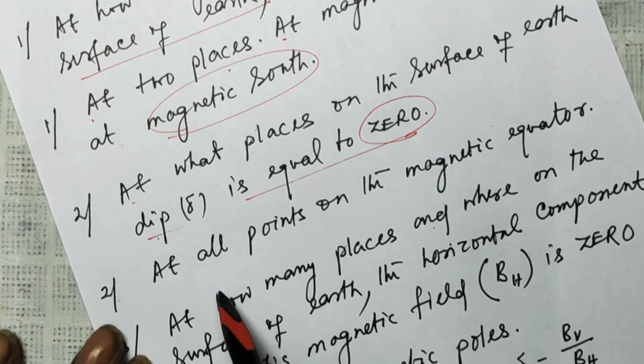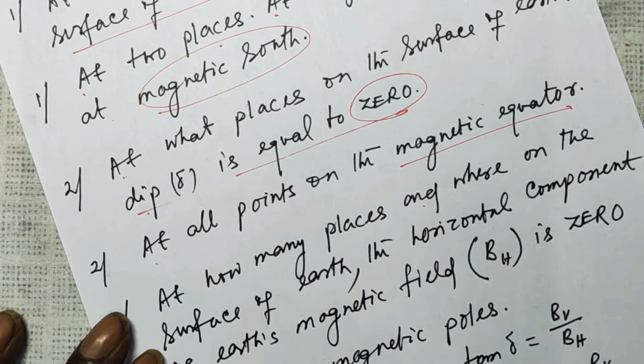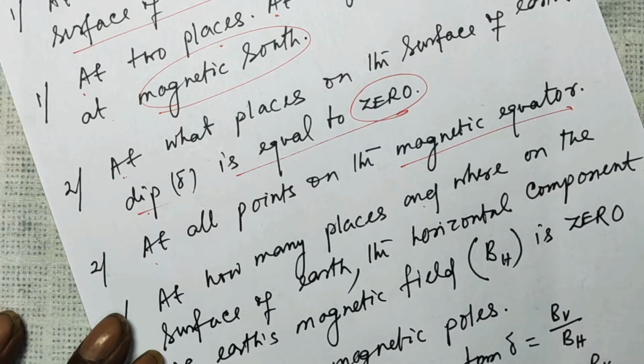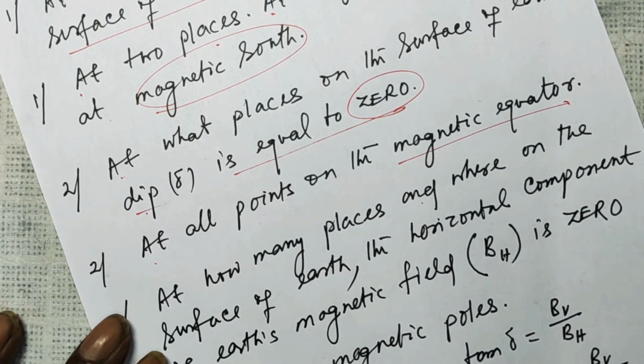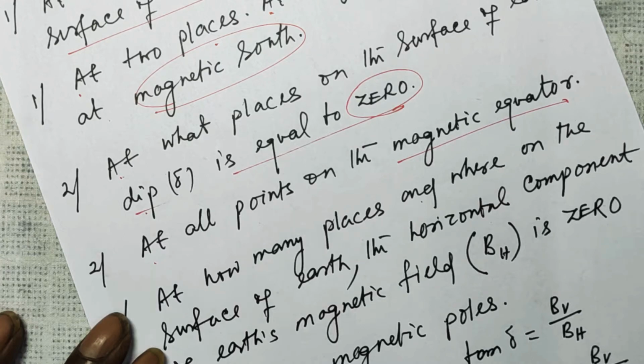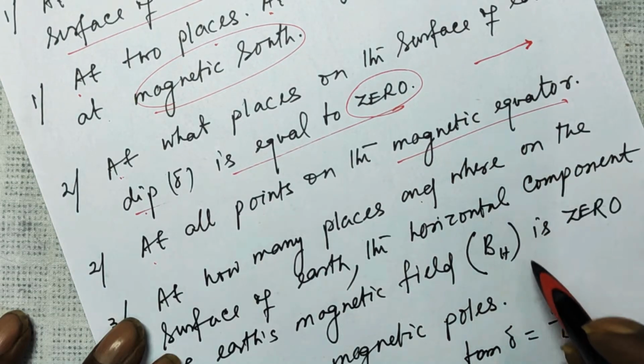So at all points on the magnetic equator, the freely suspended magnetic needle, capable of rotating in a vertical plane, does not dip, does not tilt or bend from its horizontal position. Neither the north pole bends down nor the south pole bends down. It remains horizontal. Therefore, the total magnetic field is horizontal at all points on the magnetic equator. Since it is horizontal, if some vector is horizontal, its vertical component is 0.